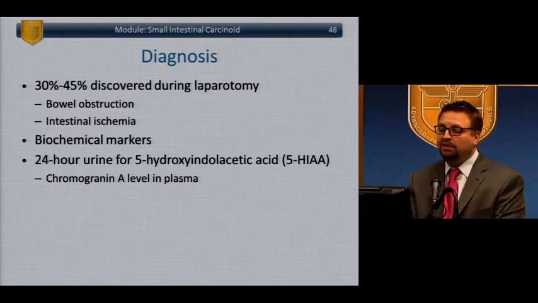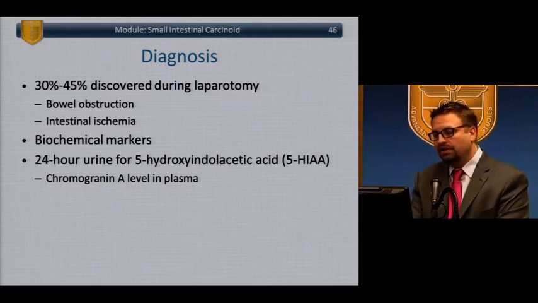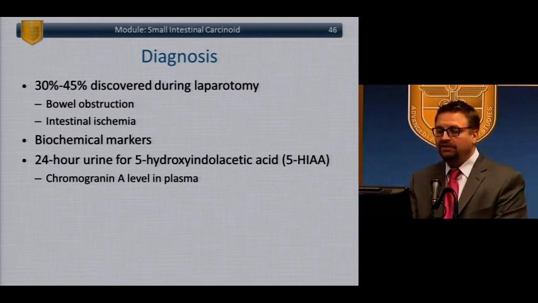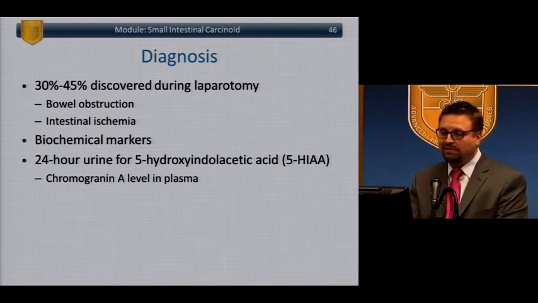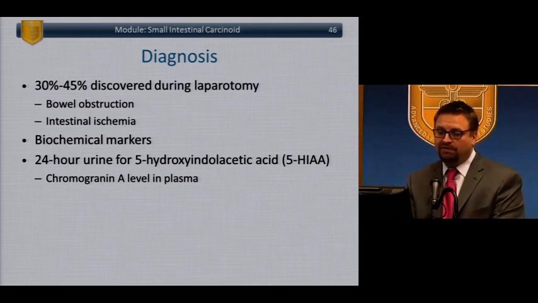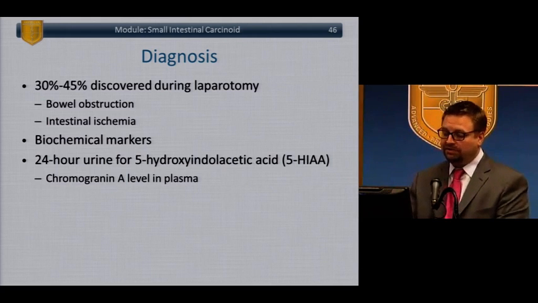They can be evaluated preoperatively with biochemical markers, a 24-hour urine collection for 5-HIAA. This is one of the ones that you should definitely make a note of. This is commonly asked, as is chromogranin A in the blood. And this can be helpful in the postoperative state, evaluating for recurrence of tumor. So in the initial workup, the 24-hour urine for 5-HIAA, and then after resection, follow patients with chromogranin A looking for recurrences.